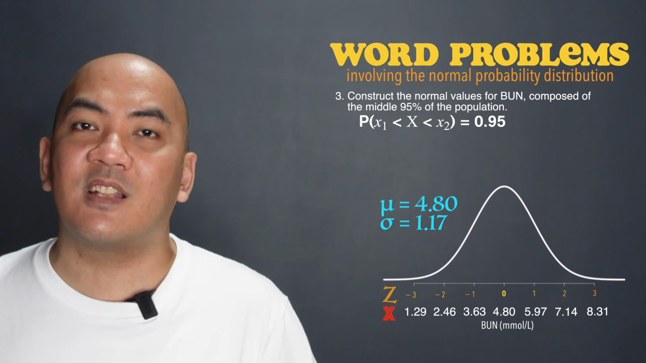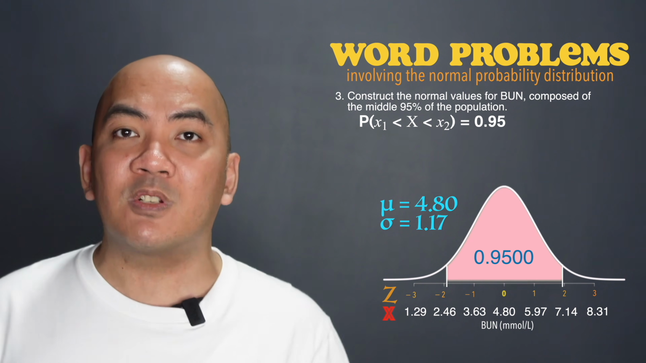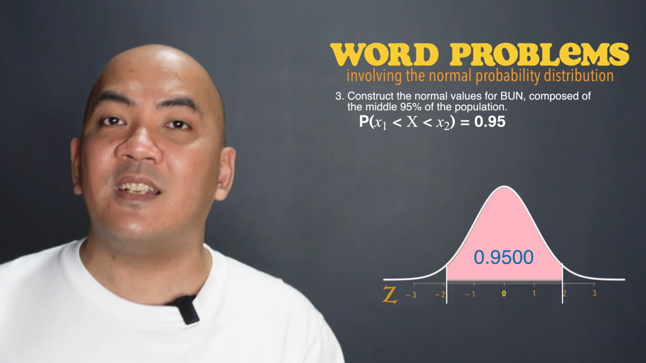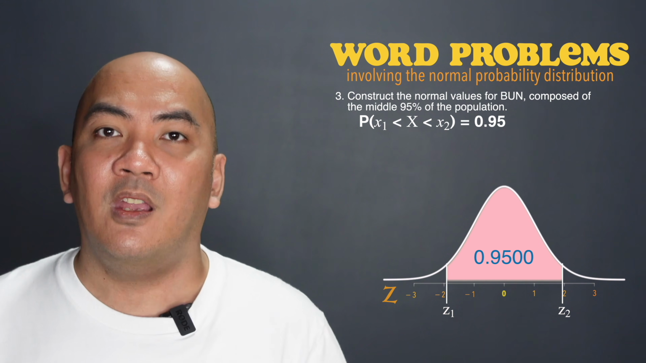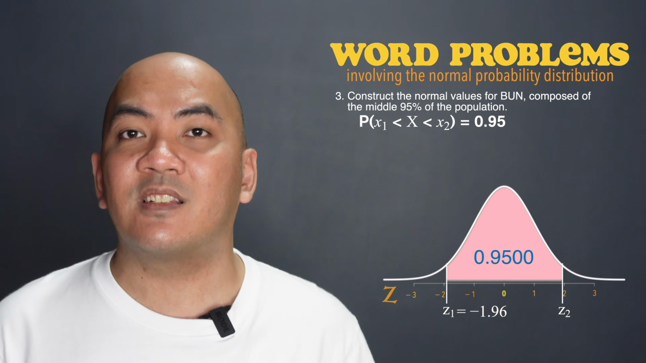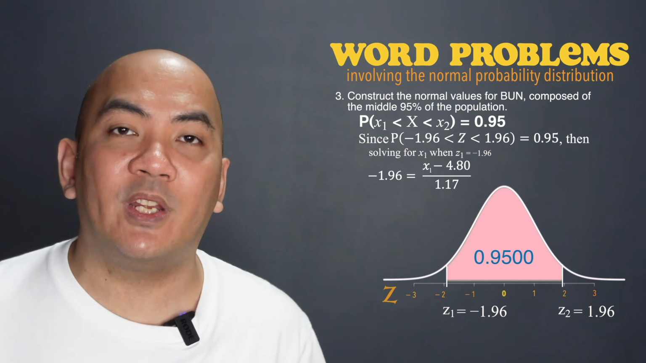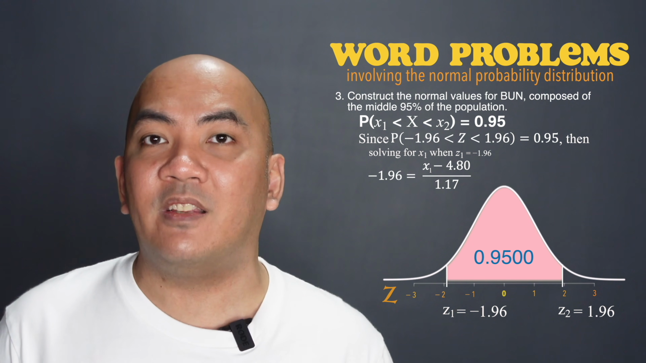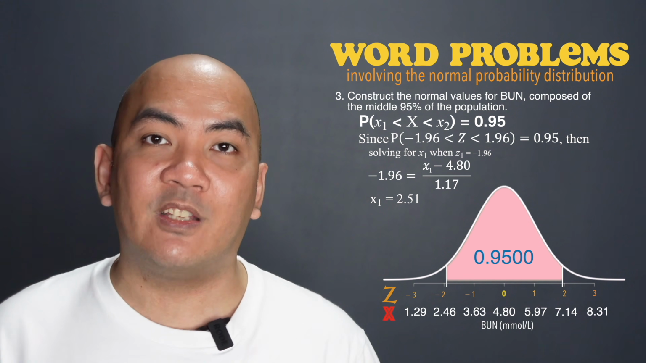Next, if you're asked to construct the normal reference range, or what we call the normal values for BUN, which is composed, for example, of 95% of the population, all you have to do is find z sub 1 and z sub 2, in which the area in between is 0.95. We already found that a while ago, and those values of z are negative 1.96 and positive 1.96. When z equals negative 1.96, with a mean of 4.80 and standard deviation of 1.17, we find the value of x, which is 2.51 millimoles per liter.